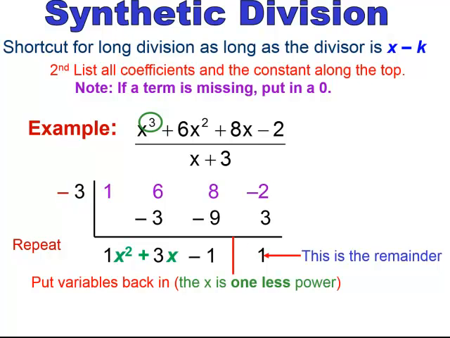So the solution here is going to be x squared plus 3x minus 1 and then plus my remainder, 1 over x plus 3. So you have to write your remainder over your divisor. And remember, when you have a coefficient of 1, you don't write the 1, and that's why it's just an x squared here.